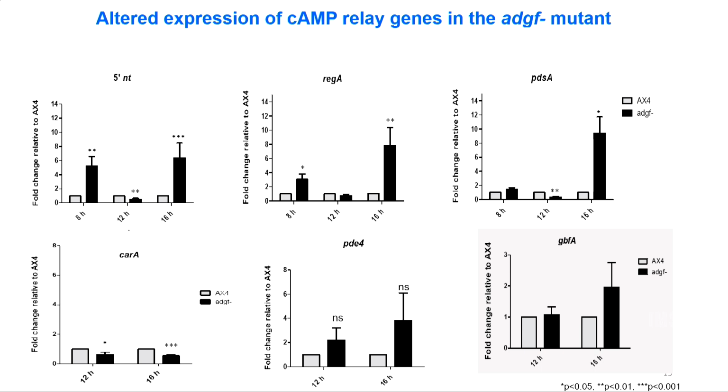So we looked at the expression of various genes. This is called a phosphodiesterase. This is also a phosphodiesterase, and this is also a phosphodiesterase. Of these 3 phosphodiesterases, one is membrane bound, one is intracellular, and one is extracellular. This is 5' nucleotidase, which is involved in adenosine formation. If this gene is very highly active, you get excess adenosine, and that is what is happening. CAR A is the cyclic AMP receptor. GBFA is a transcription factor involved in tip formation. So we looked at various genes and their expression profile over different time points.